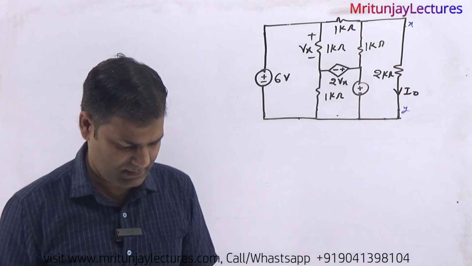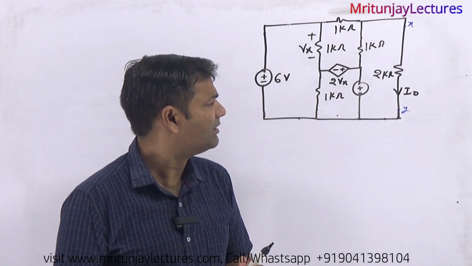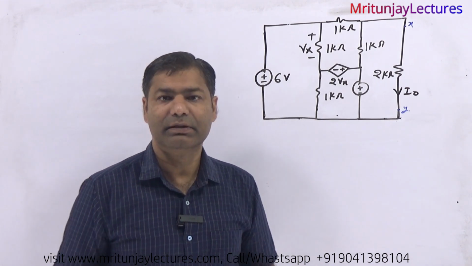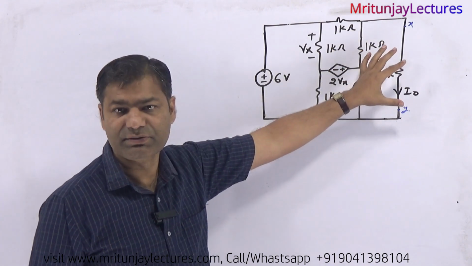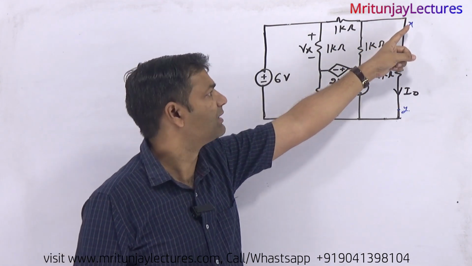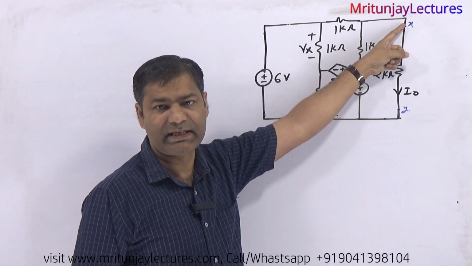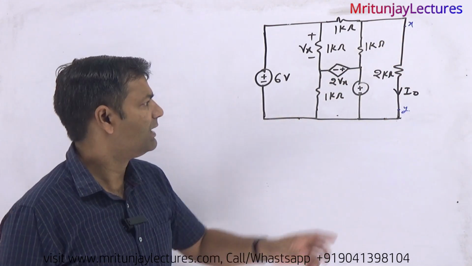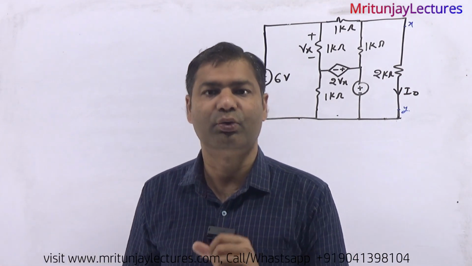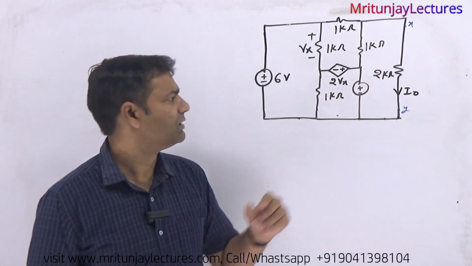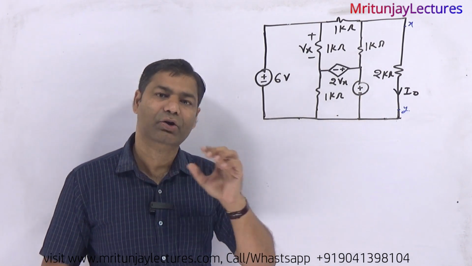Clear? Our motto is to determine I naught with the help of Thevenin's theorem. So how can we determine it? First of all, we have taken this node as X and this node as Y. This 2 kilo ohm behaves as a load resistance, so you can assume 2 kilo ohm is a load resistance.